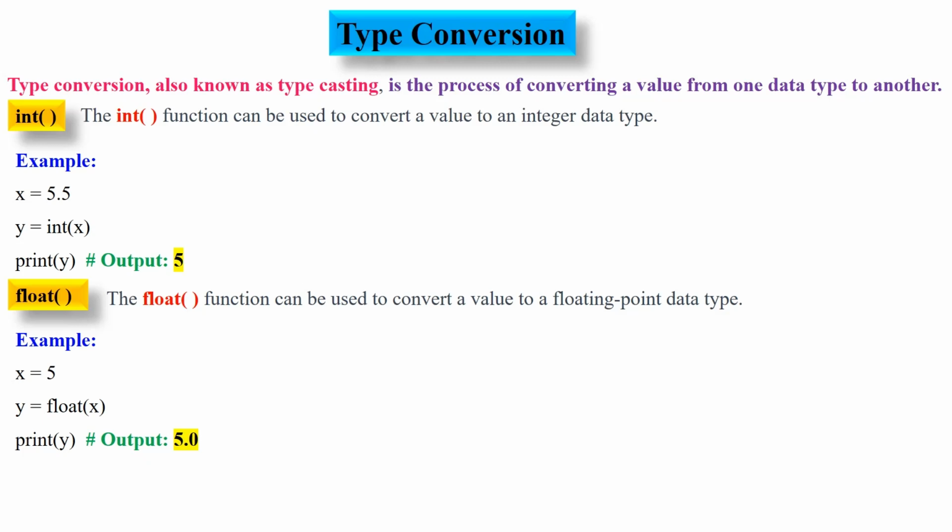Next is the float function. The float function can be used to convert a value to a floating point data type. Now, look at the example. x = 5, y = float(x), print(y). In this example, we're converting the integer value 5 to a floating point number using the float function. The resulting value is 5.0.